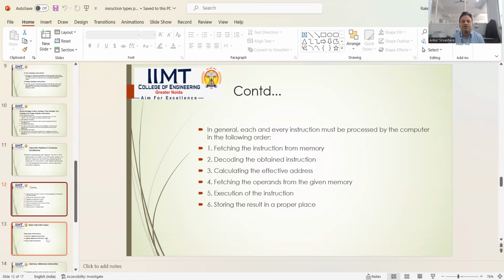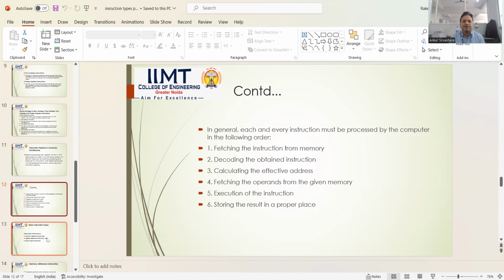The second one is decoding the obtained instruction. Now what is the instruction? Let's suppose the instruction is given that C is equal to A plus B. It is an instruction using two operands, and one operator is also there. Now when decoding is done, that means somehow it is encoded also. After the decoding is done, that instruction was obtained. Then the third is calculating the effective address. Effective address is that address in which that instruction is fetched as well as decoded.